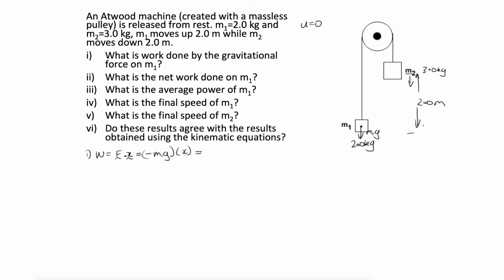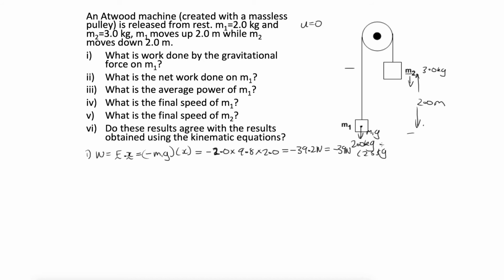So we can calculate what this is. It's equal to minus the 2 kilograms, 2, times G, which is 9.8, times the upwards displacement, which is also equal to the 2 meters. These two have to have the same displacement. And so calculating that, we get minus 39.2 newtons, which is equal to minus 39 newtons, and that's to 2 sig fig.